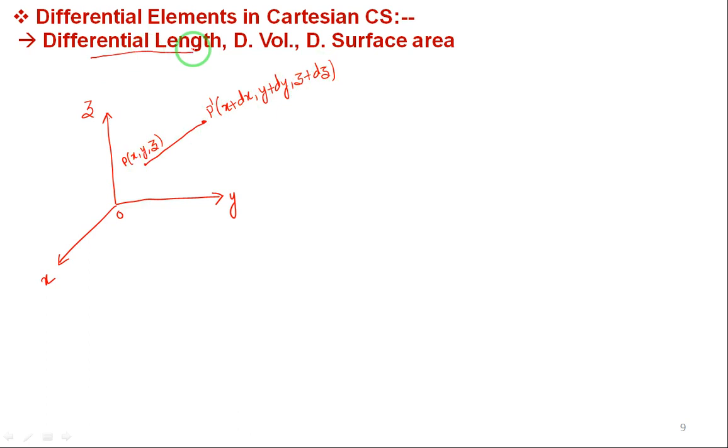This I will call the differential length, because P dash is reached by moving a small distance along the x direction, that is dx, along the y direction dy, and along the z direction dz. The distance between the points P and P dash I will call the differential length, dl, and the vector I will represent as the dl vector. Okay, I want to represent this in a 3D diagram and show you.